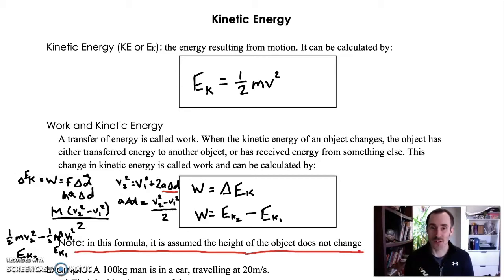We're going to put it all together in a little bit, but for now we're just looking at changes in motion that do not include a change in height. So we see that something's kinetic energy depends on its mass and its velocity. Greater mass, greater velocity means greater kinetic energy. Lower mass, lower velocity means less kinetic energy.